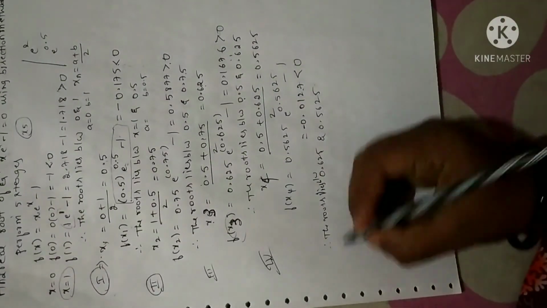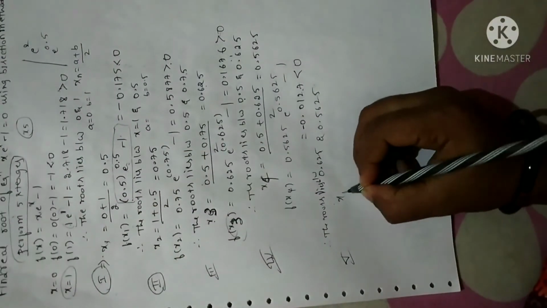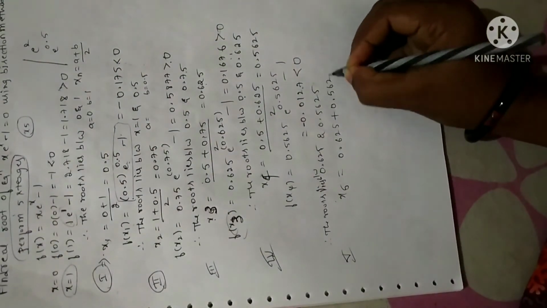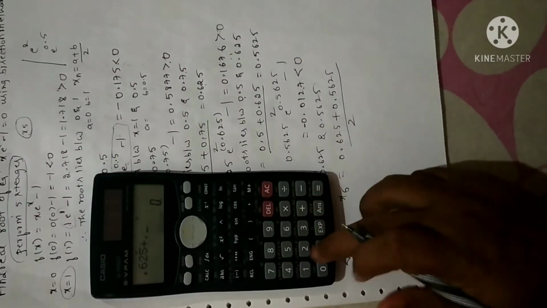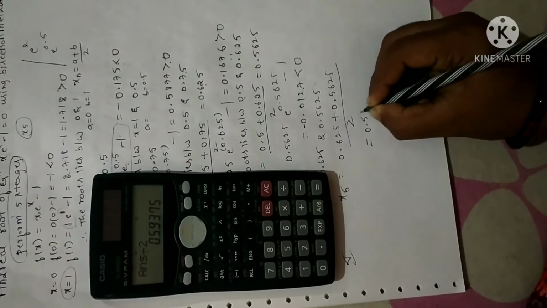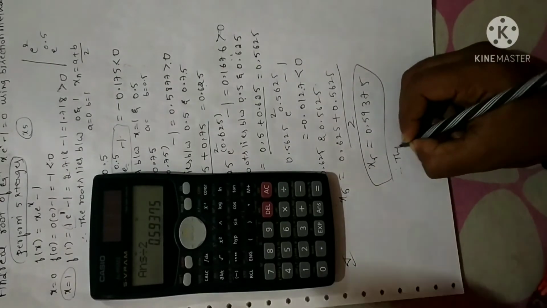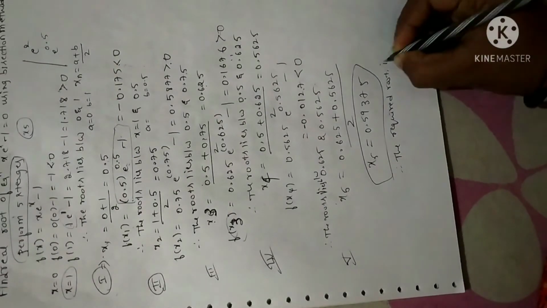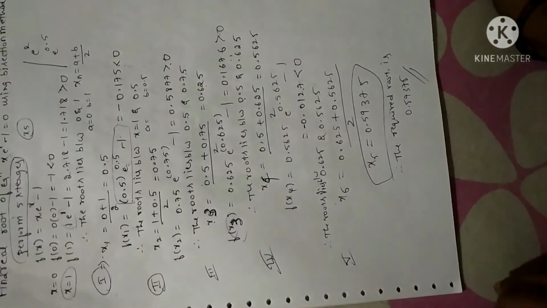So let me calculate the fifth approximation. Why? Because we have to calculate only 5 stages, so this is the last step. x5 is 0.625 plus 0.5625 divided by 2, which gives us 0.59375. So the required root is, you have to write the conclusion, and it is mandatory, the required root is 0.59375. Hope it is clear.